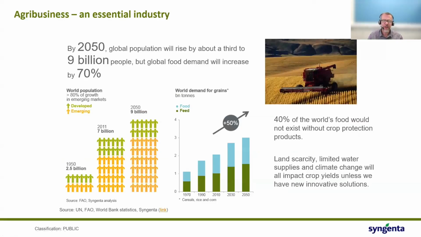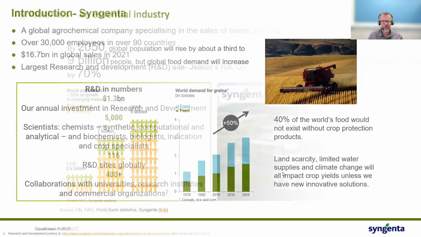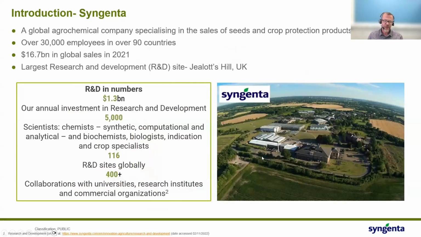So a bit of blurb about the company or the agribusiness: there is a growing concern about how we're going to feed the world in the future. By 2050, there's going to be approximately 9 billion people, and the requirement for food is going to increase much more than that. So as a business, we are looking to grow more and more. Syngenta on its own has about 30,000 employees in more than 90 countries, and we've got quite big sales, nearly 17 billion three years ago.